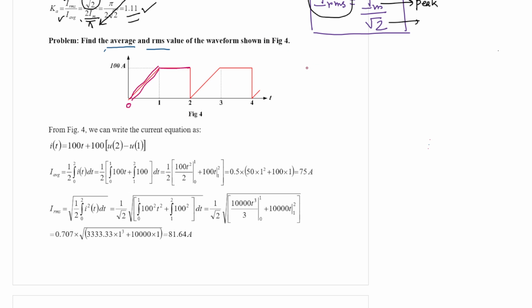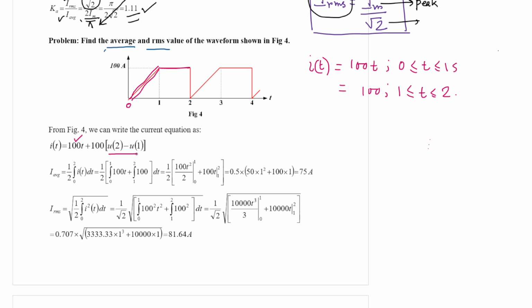So we can write, if it is a current i(t), then it will be 100t. This is true for 0 less than t less than 1 second, and then it will be equal to 100 ampere. It is true for 1 less than t less than 2 seconds. So if you represent the whole wave, it should be added. That is exactly what we have written. It is equal to 100t plus 100.